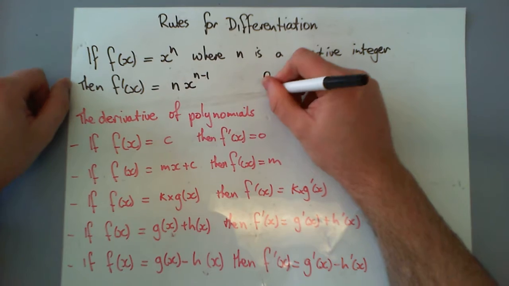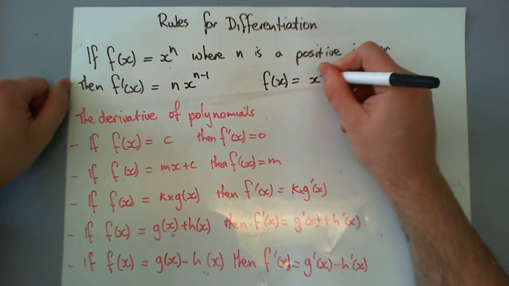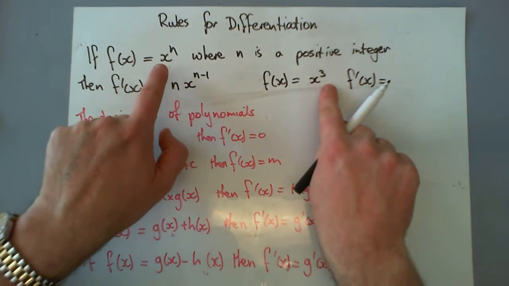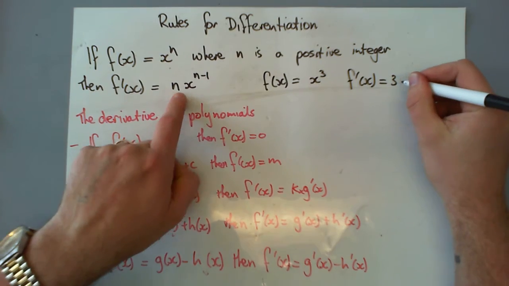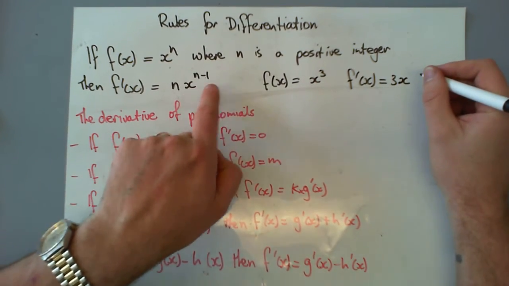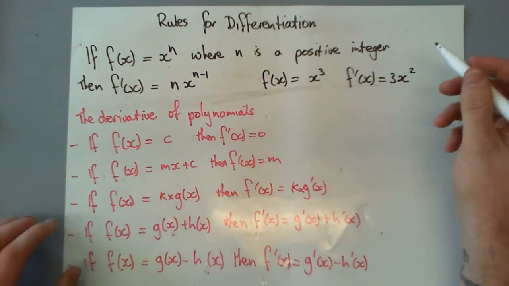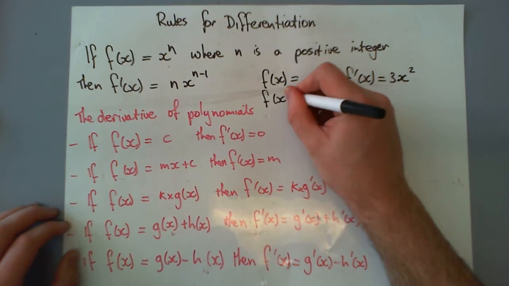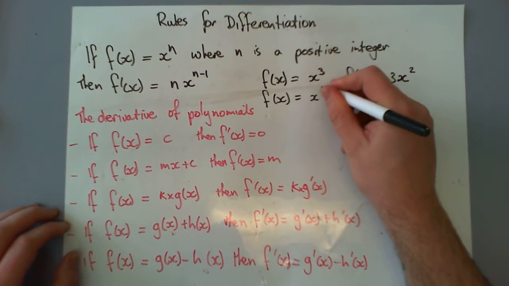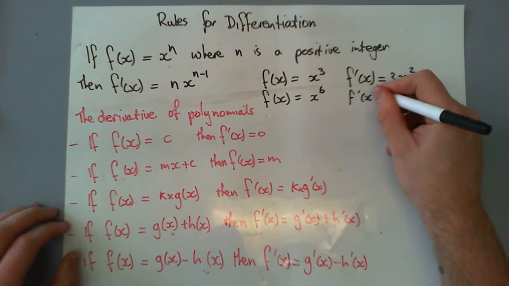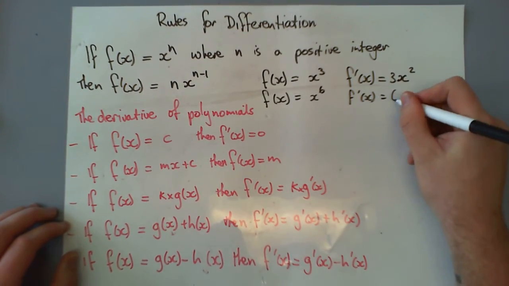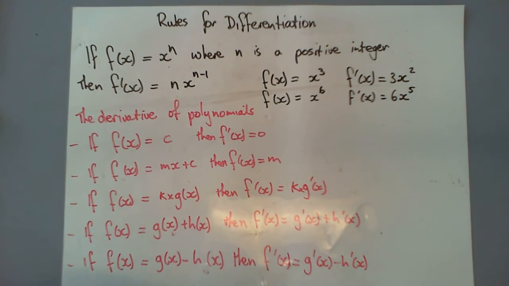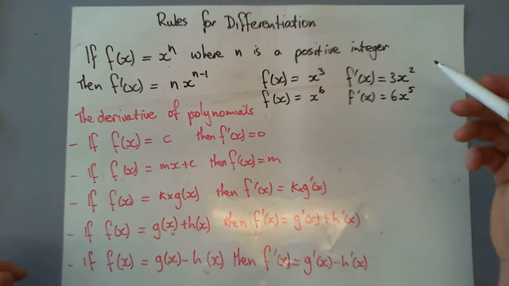If I had f of x equals x cubed, then for my derivative, we take the power that we had and bring it down the front, then multiply by x to the power of 1 less than my original power. If f of x equaled x to the 6, then f dash of x is going to equal 6 times x to the power of 1 less than 6, which is 5. So we're always just bringing our original power down and reducing our power by 1.